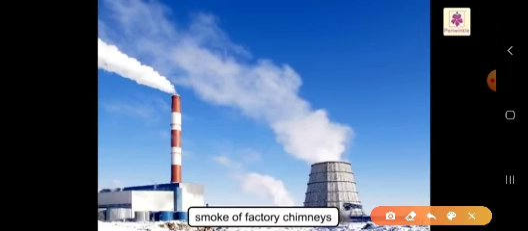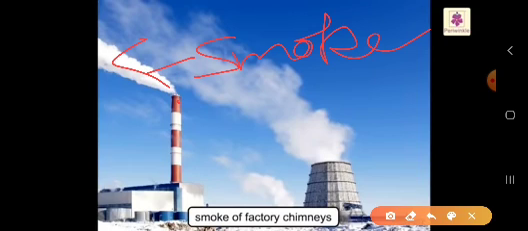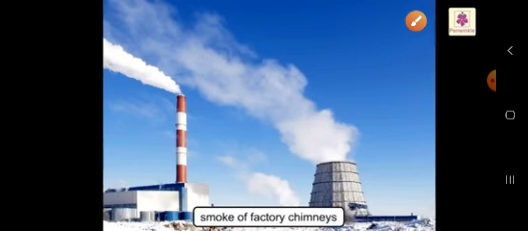Smoke from the factories. Children, these are the chimneys and here we have smoke. This smoke also gets mixed with the air and makes it dirty or impure. Now, children, the fumes. These are the fumes. Fumes make the air dirty. The fumes coming out from the vehicles also make the air dirty or impure.